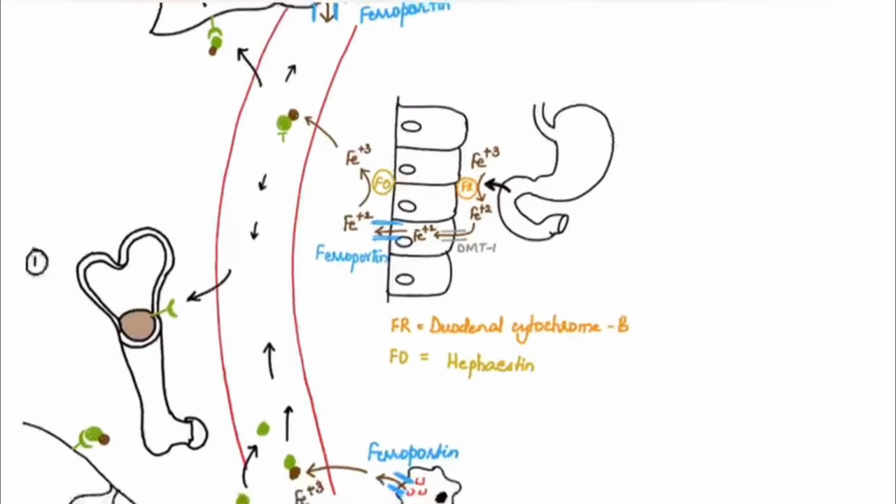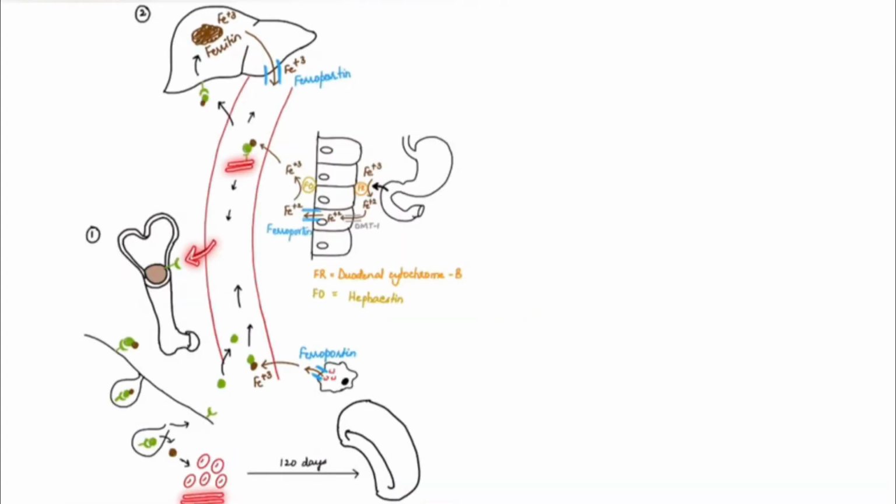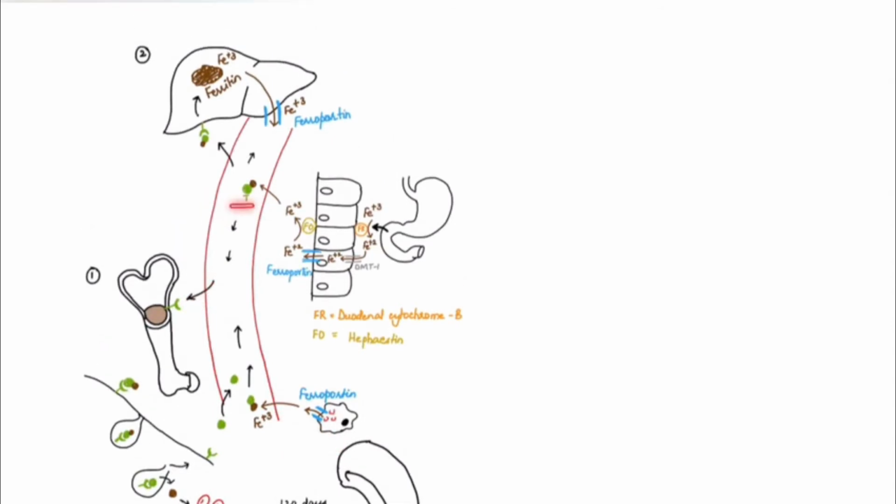The first is the bone marrow, where the iron is utilized for erythropoiesis and it is trapped in RBCs, and after 120 days when the senile RBCs are broken in the splenic macrophages, the iron is released back into the circulation. And the second organ with transferrin receptors is the liver. The iron entering the liver is mostly stored in the form of ferritin and it is released into circulation whenever required.